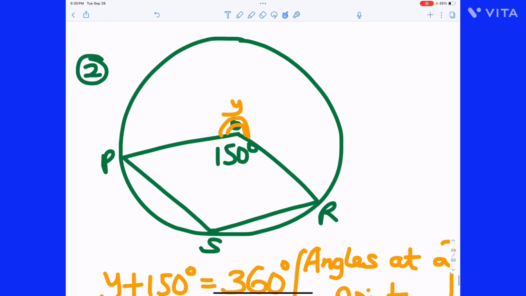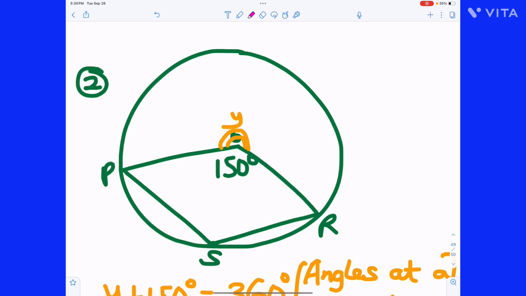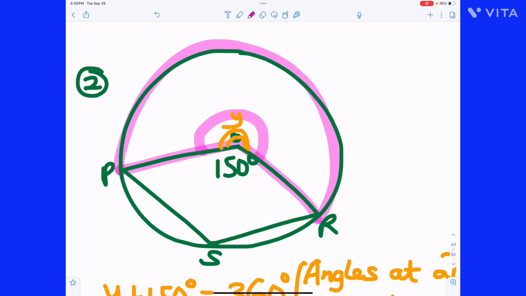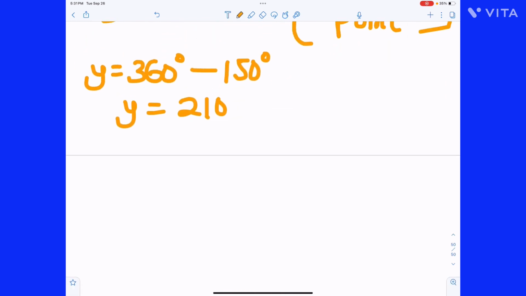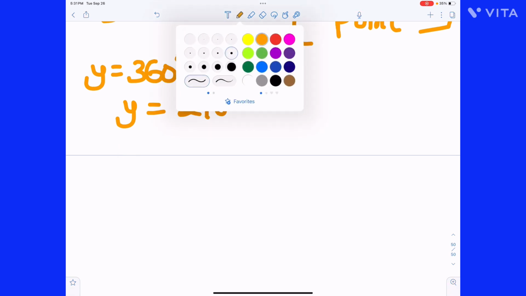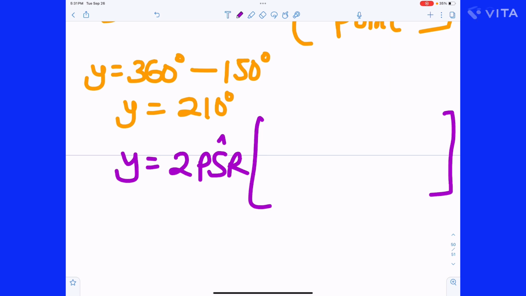Now, this Y is 2 times PSR. Because if you look at the diagram, Y is formed by this arc at the center of the circle. And the same arc also forms PSR at a point on the circumference. So Y will be equal to 2 times this angle. Can you see that? Y is equal to 2 times PSR. Angle at center is twice angle at circumference. That's the reason you should write here.